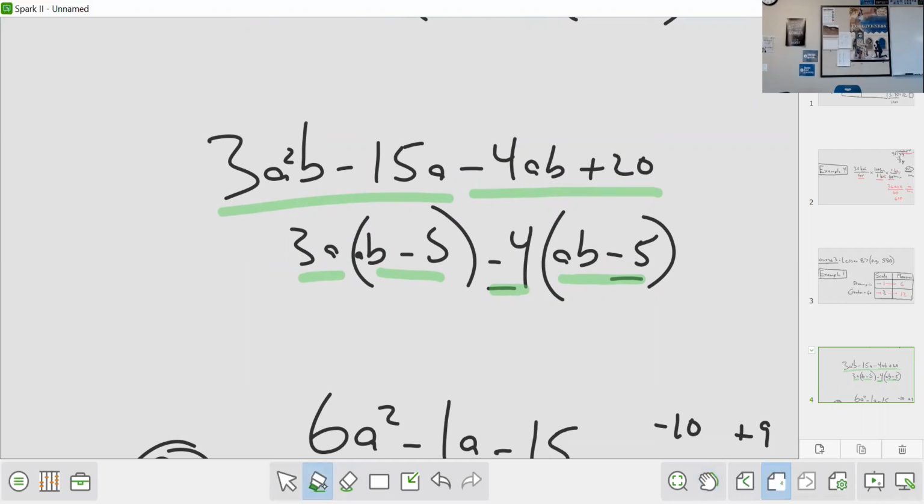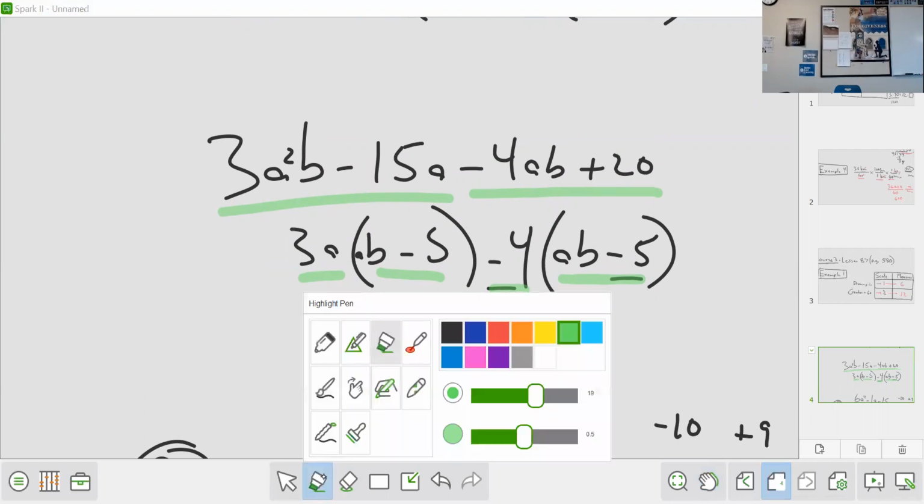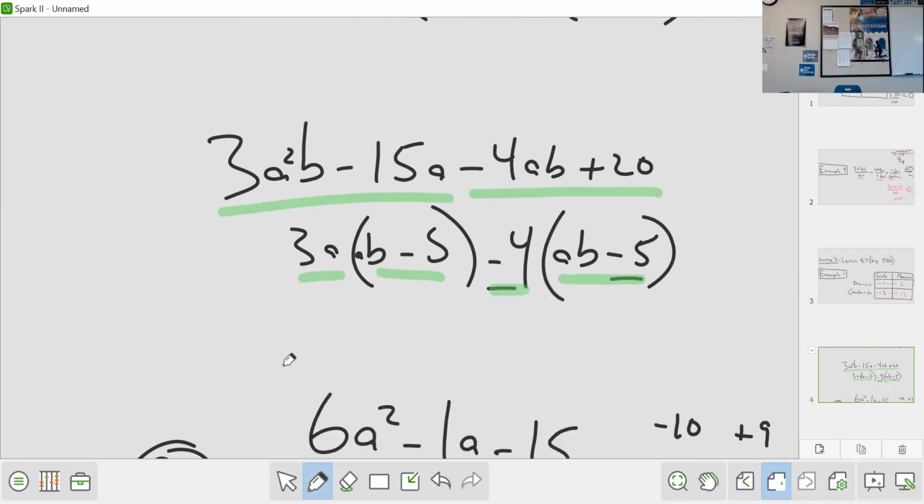And if I put them together, I get 3a minus 4 times ab minus 5. All right.